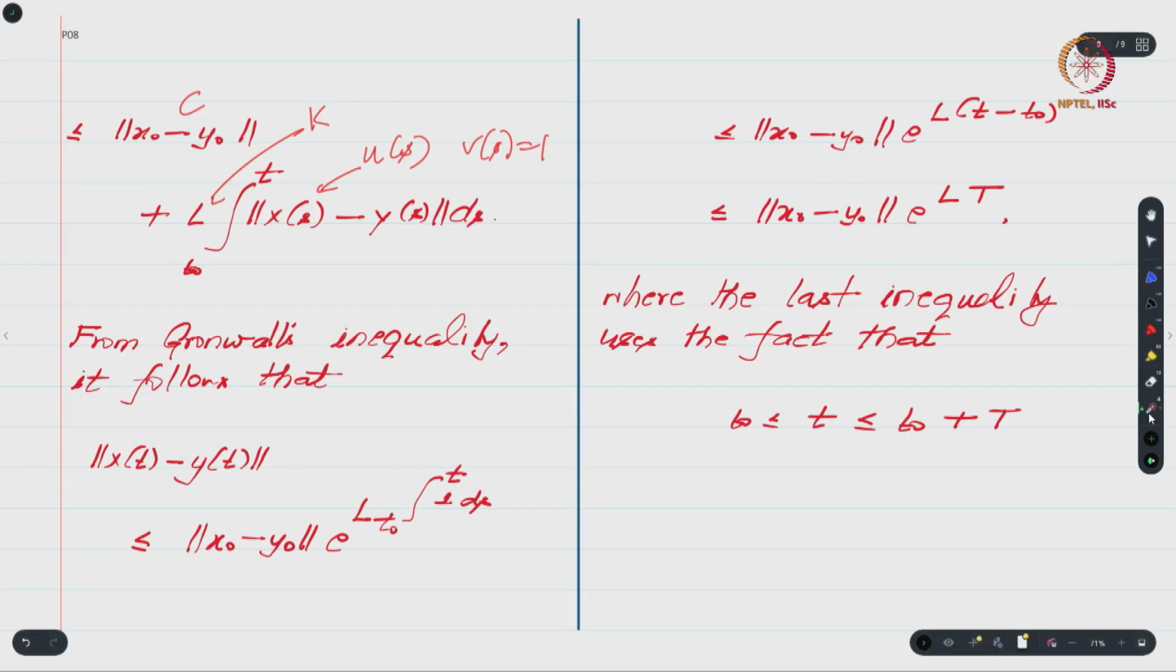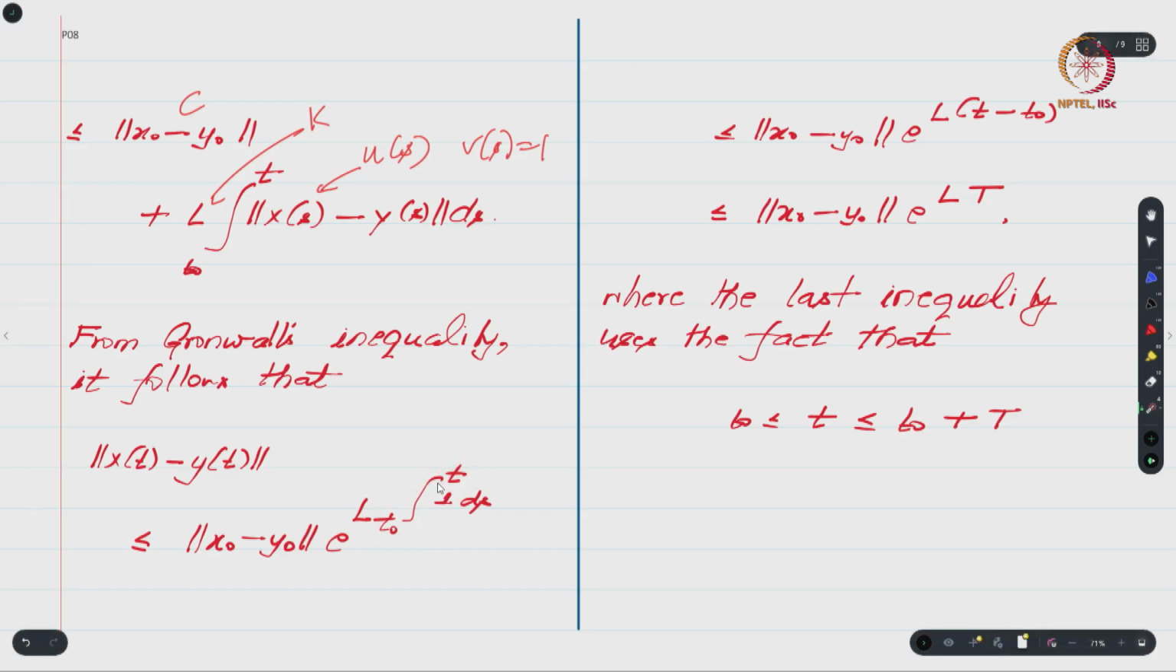Is this okay? So we can indeed invoke the Grönwall inequality now and conclude that x of t minus y of t, this distance, must be upper bounded by the product of c, which in this case is the distance between x naught and y naught, times e raised to L, which is playing the role of k, times the integral from t naught to t of v of s ds, and since v of s is identically 1, I have put this 1 over here, and we end up with something like this.